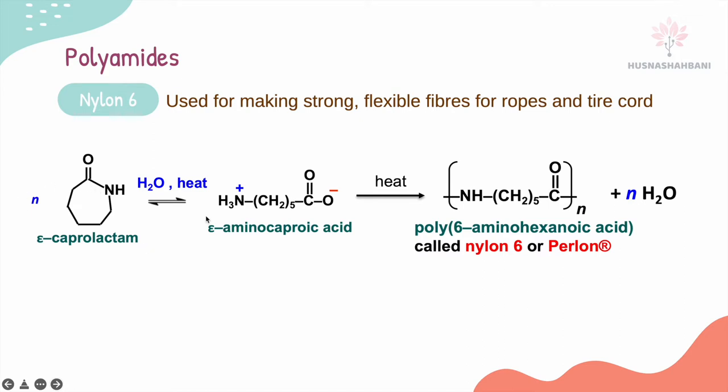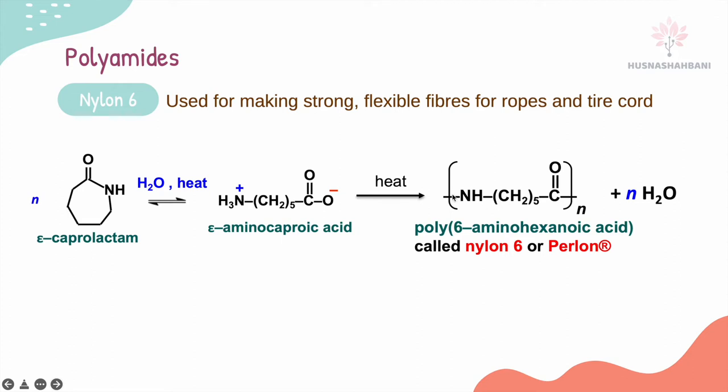This ring will be opened to get O minus, and then this NH receives 2 hydrogens of water. That's why NH3. Initially NH only receives 2 hydrogens from water, and 1 oxygen, it becomes O minus over here. This C double bond O. And then heat this epsilon aminocaproic acid, it will become poly 6-aminohexanoic acid. This is nylon 6 or perlon.